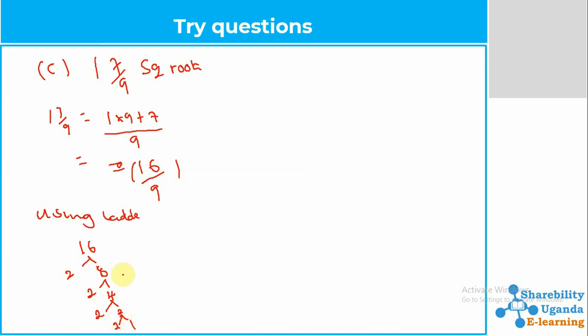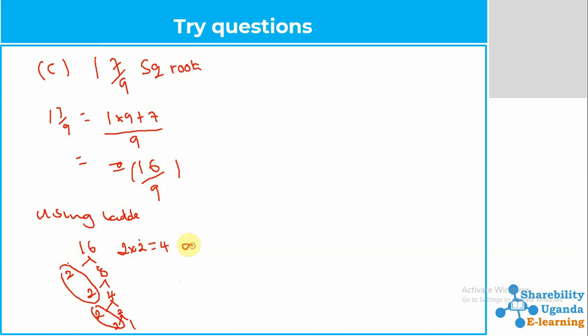Okay, so we can now get pairs. If we pick one from each pair, we pick one here and one here, which is 2 times 2, equal to 4. So this simply means that the square root of 16 is 4.